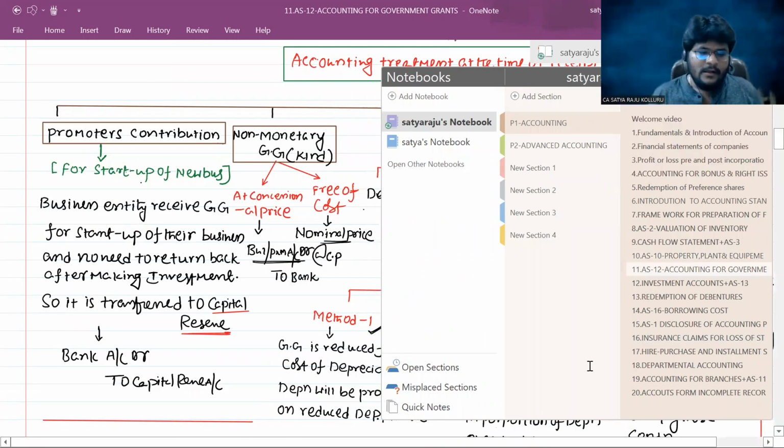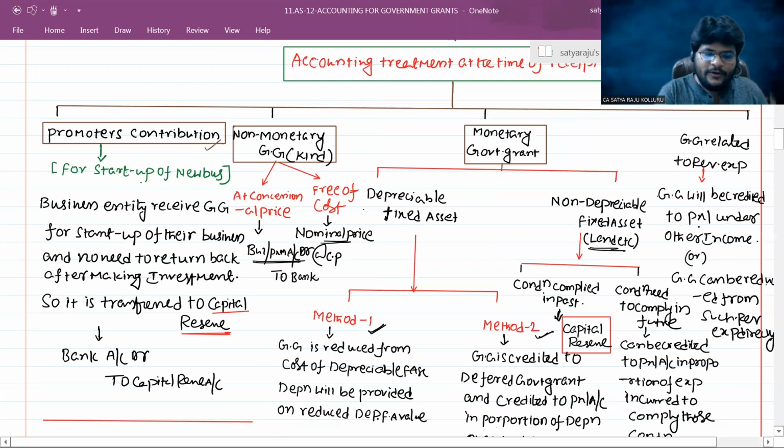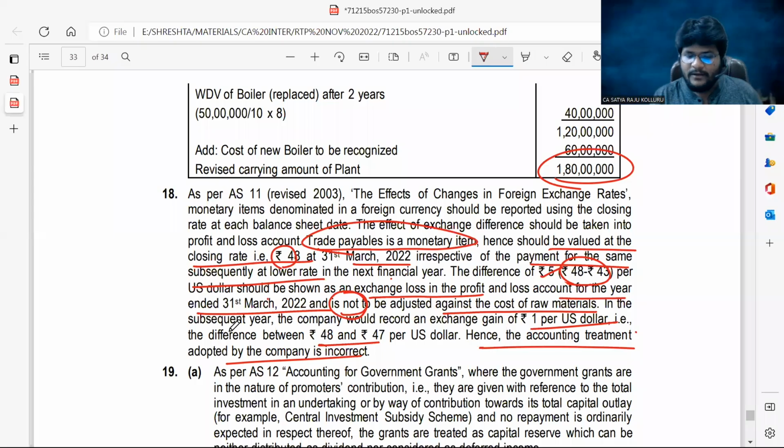Fine. Now, promoter's contribution for startup of new businesses. A business entity receives the government grant for startup of its business and there is no need to return it after making the investment. Then such types of government grants are treated as capital reserves. Fine. Come back to the question. What is the question all about?